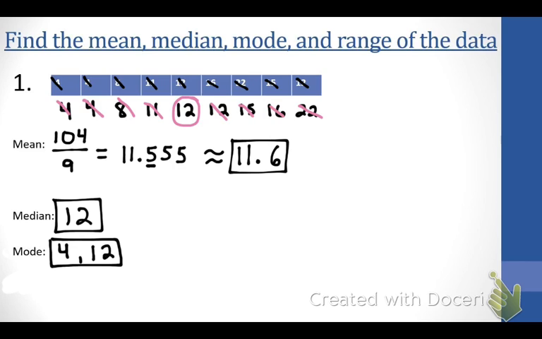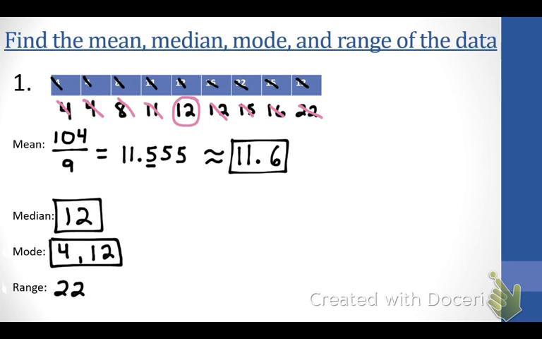Finally, my instructions asked me to find the what? Range. The range. Let's go back to our notes and read to me the definition of what a range is. The difference between the highest and the lowest numbers. What is the highest number in my data set? 22. That's the highest or the biggest.